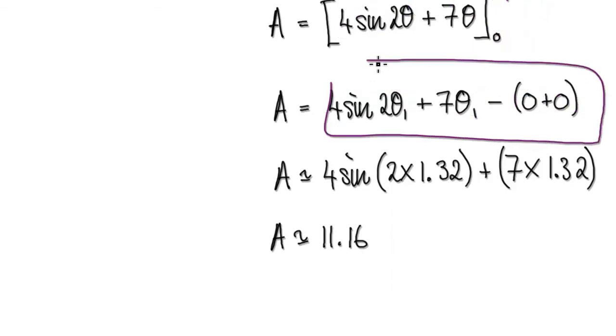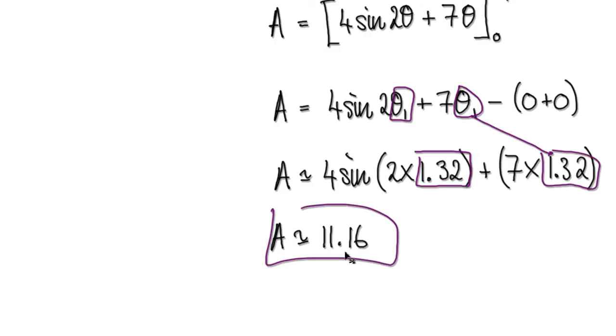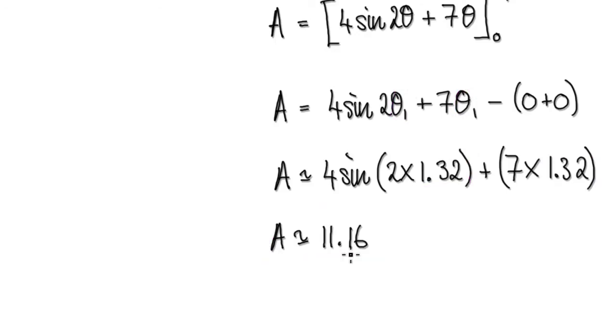Remember, earlier we said theta 1 is approximately 1.32. So this thing here is this. Anyway, the area is approximately 11.16. Okay.